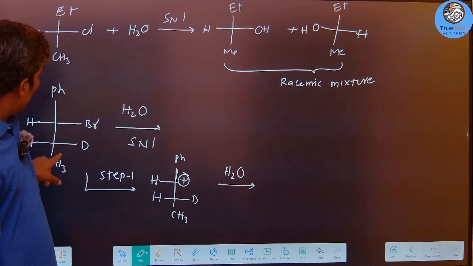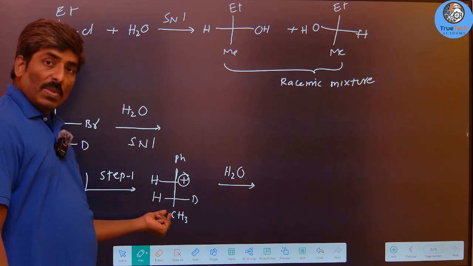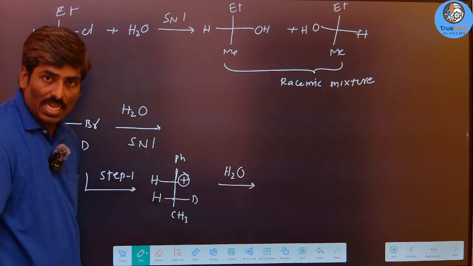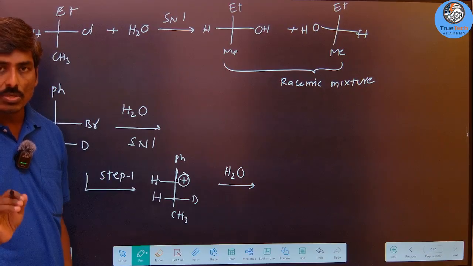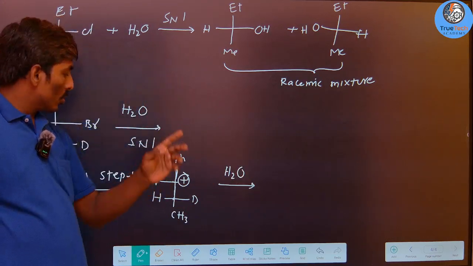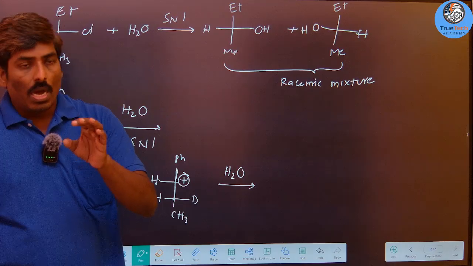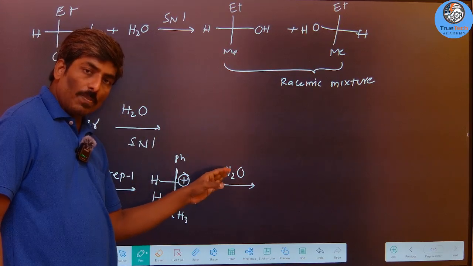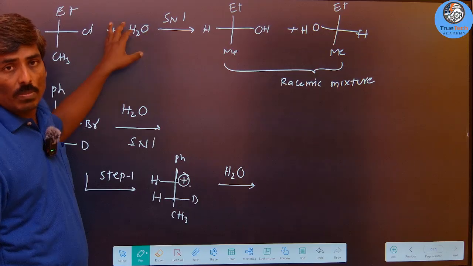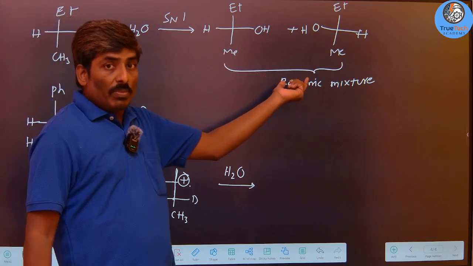If you observe this molecule, it contains two chiral centers. After formation of carbocation, one chiral center is fixed. There is no change in the configuration of this chiral center during this reaction. We know the carbocation has an empty p orbital. To this empty p orbital, the nucleophile can approach from either the front side or the back side. When the nucleophile attacks from the front side and the back side of the p orbital, then we get a racemic mixture.